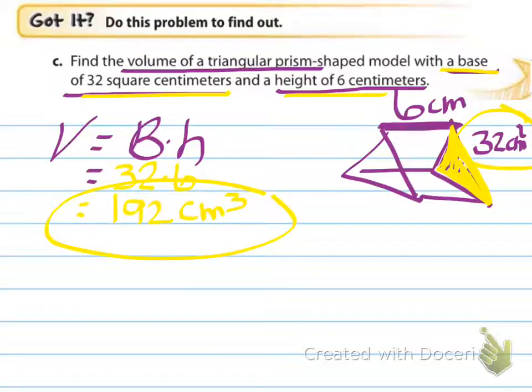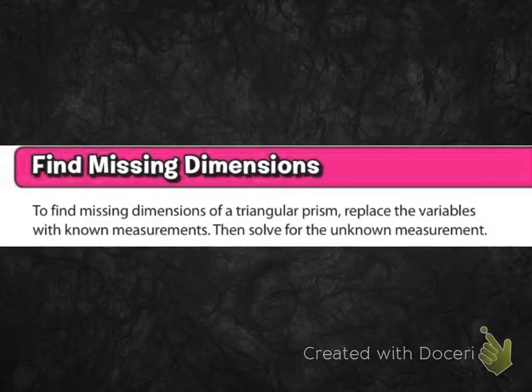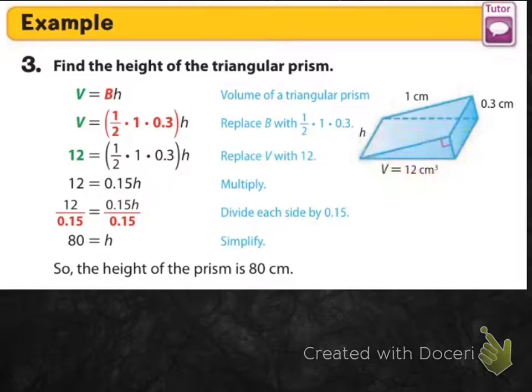So 192 centimeters cubed. Now we're going to go into finding missing dimensions again. To find the missing dimensions, you're going to replace the variables with the known measurements and then find the one that you don't have. So it's all about plugging in what they give you and then solving for what they haven't given you.